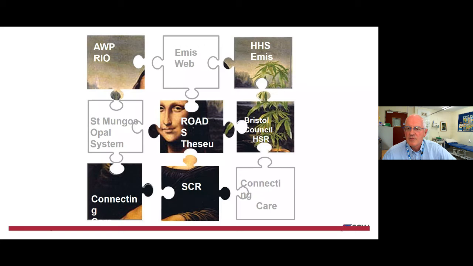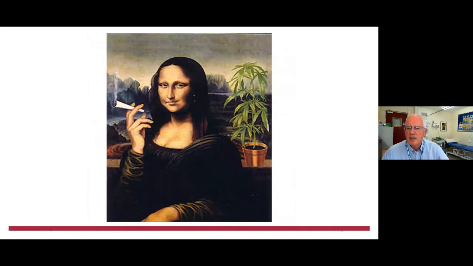So for those of you who've made assumptions about the picture, if we could have the next slide, please. So there she is, Mona Lisa, enjoying a spliff, and it fills out with a little cannabis plant in the background, and it tells us that things are never quite what they seem, even if Leonardo da Vinci thought otherwise. And then the next slide, please.